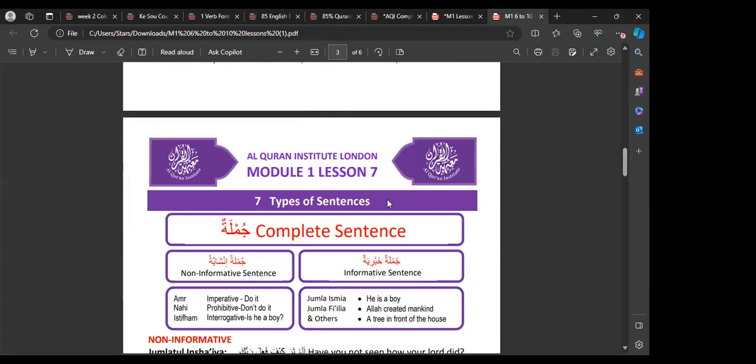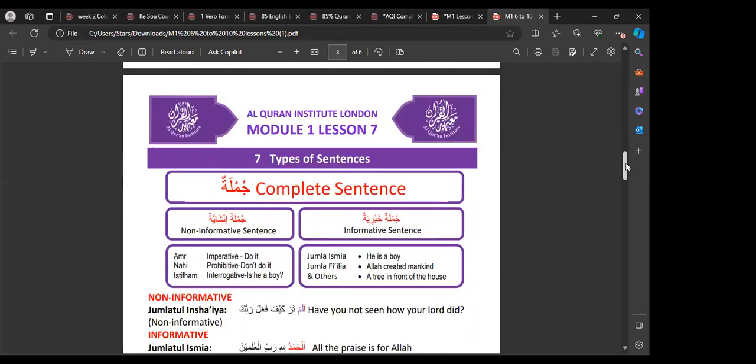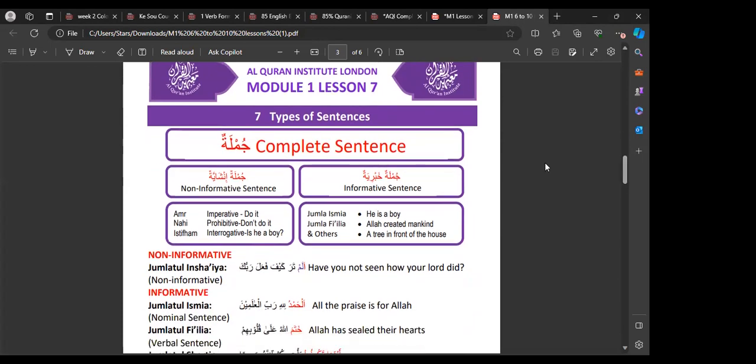Bismillah. Lesson 7, types of sentences. Again, more details about the types of sentences now in the Arabic terminology. We have two types. There are more, but two categories of sentences: jumlatul khabariyya here on the right, and jumlatul insha'iyya. Informative sentences and non-informative sentences.